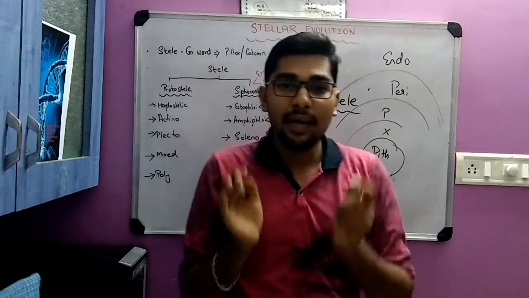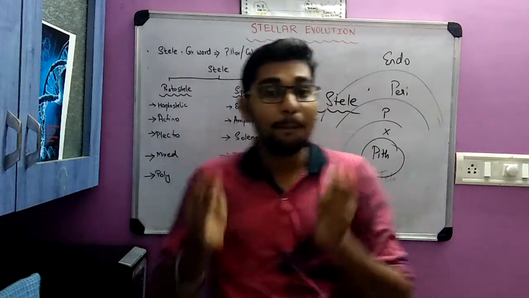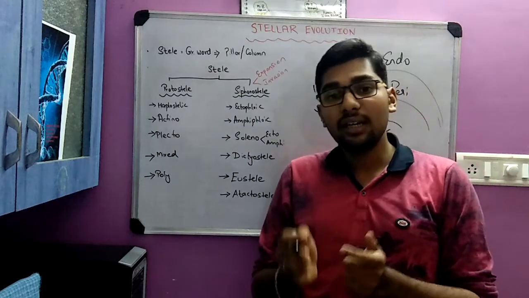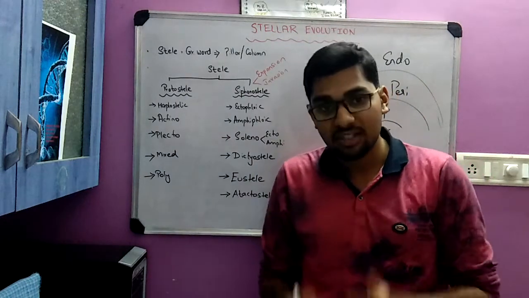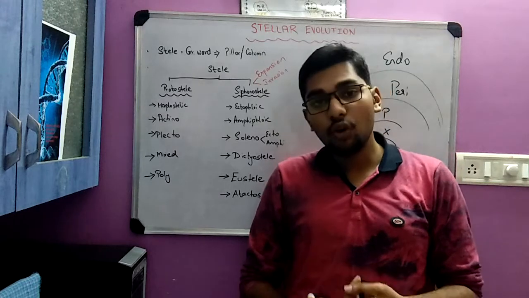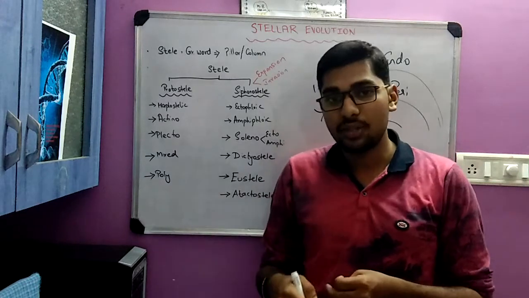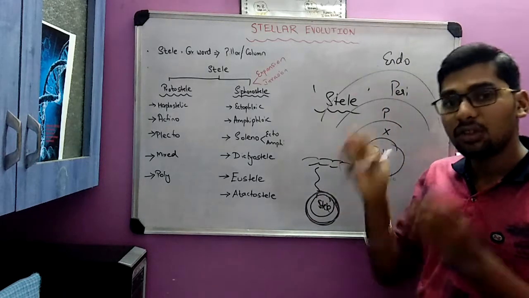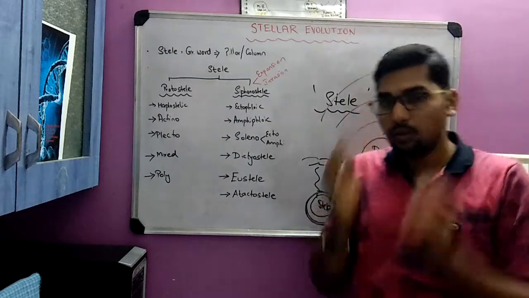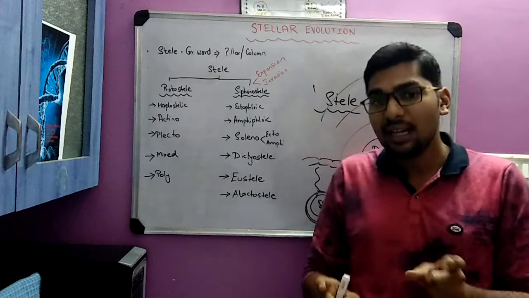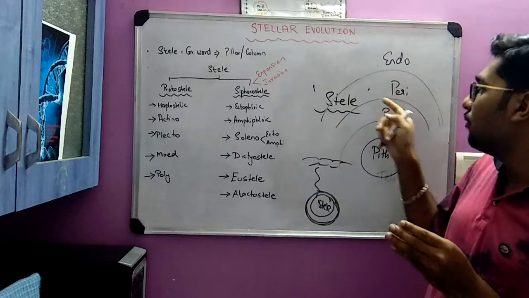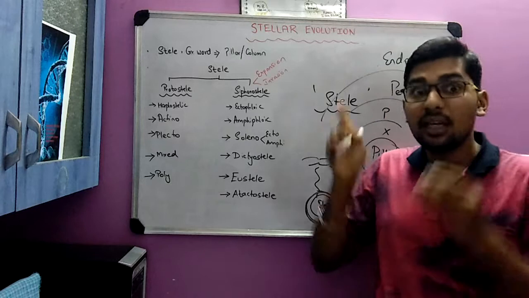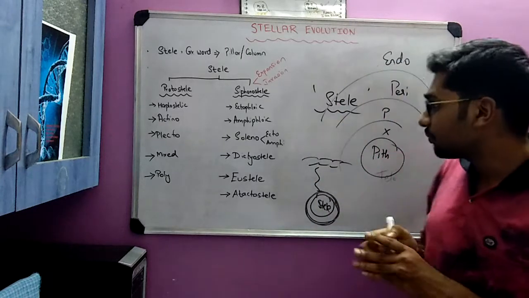Generally, when you say stele, stele is a primary axis which includes the primary vascular structures such as xylem, phloem and surrounding tissues such as pith, pericycle and endodermis. So whenever you hear the word stele, you should think of pith, xylem, phloem, pericycle and endodermis. These things should be clear.